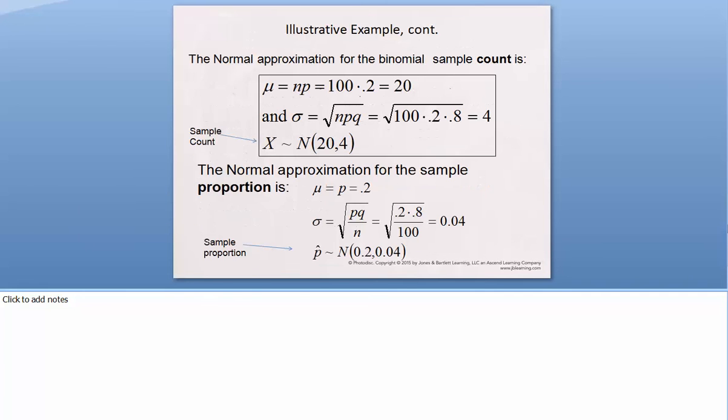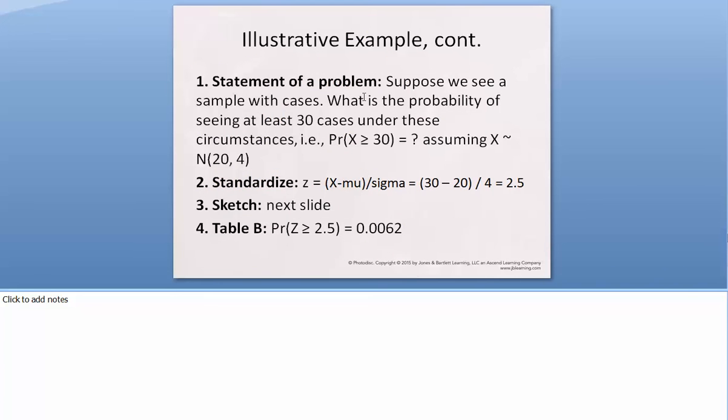So here we figured out the normal approximation for a sample count, with n equal to 100 and p equal to 0.2. The sample count has this normal distribution and the sample proportion has this normal distribution. The difference is in the mean values and the standard deviation values. Okay, so now let's go to the next slide. Think that we have 100 individuals.